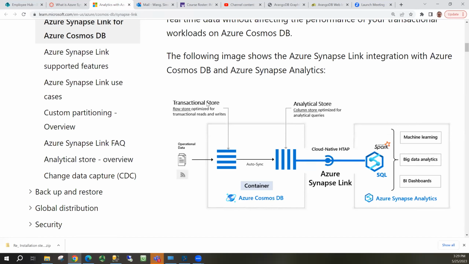On the left-hand side, we have the transactional store. The transactional store is row store. On the right-hand side, we have this analytical store. It's column store. We went over this, right? Row store versus column store.